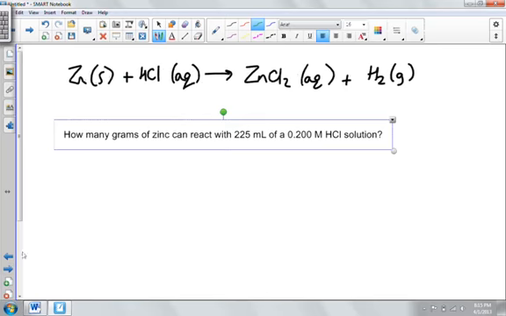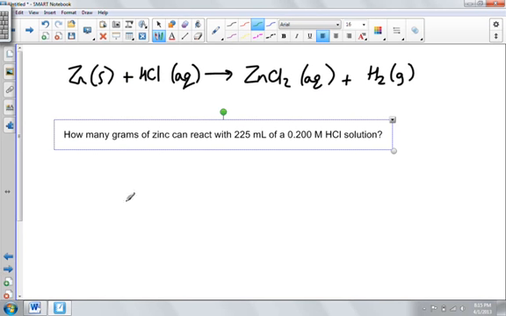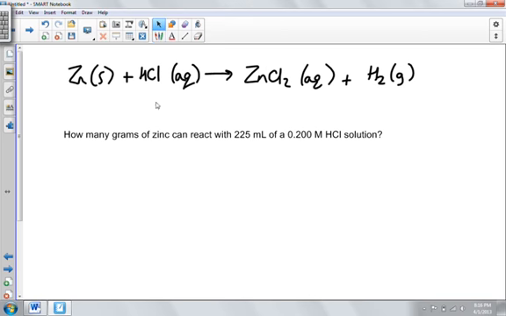Now, let's do another question. What if we have a question like this? We have a reaction between zinc and HCl, forming zinc chloride and hydrogen. Whenever you have a question like this, the first thing you always want to do is make sure the equation is balanced. 1 zinc, 1 chlorine, 2 hydrogens, 1 hydrogen. Oh, that's not balanced, is it? I can balance it with that.